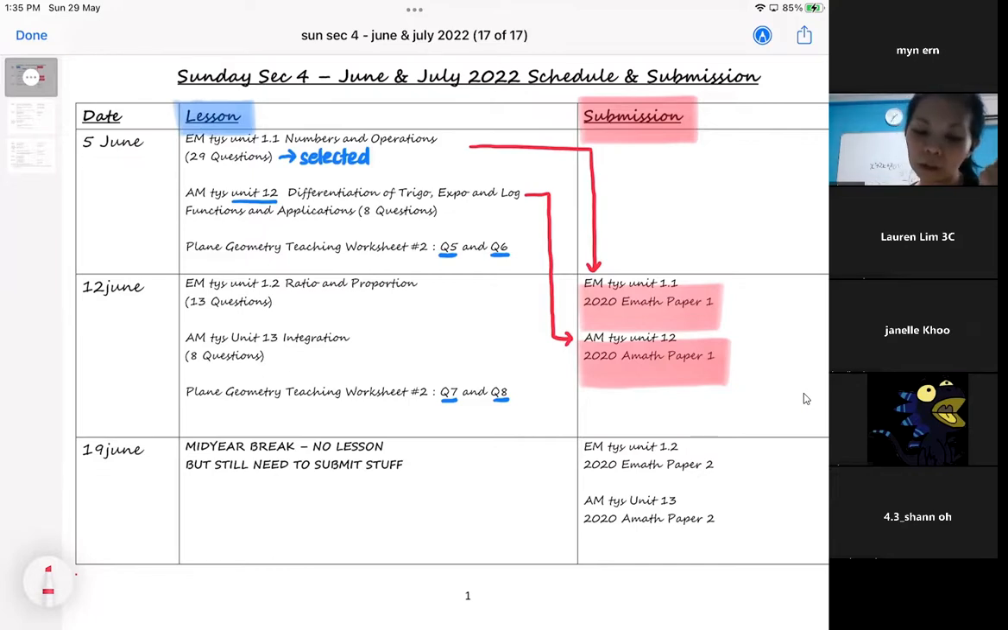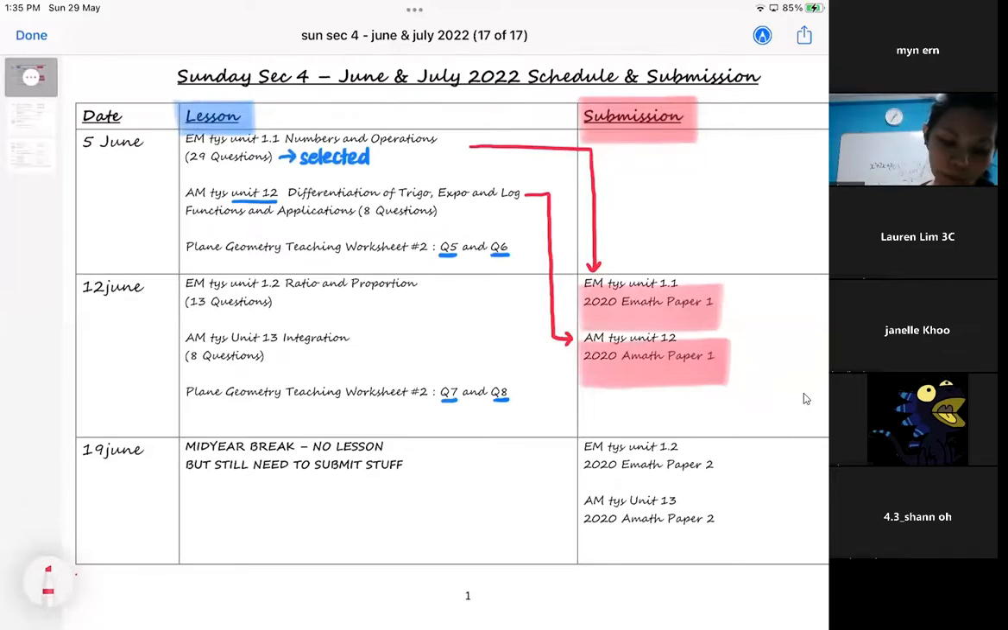So you need to take note of the submission, and try not to fall behind on it. Next week, you don't need to submit anything, but you need to know in advance what you will need to submit the following week.